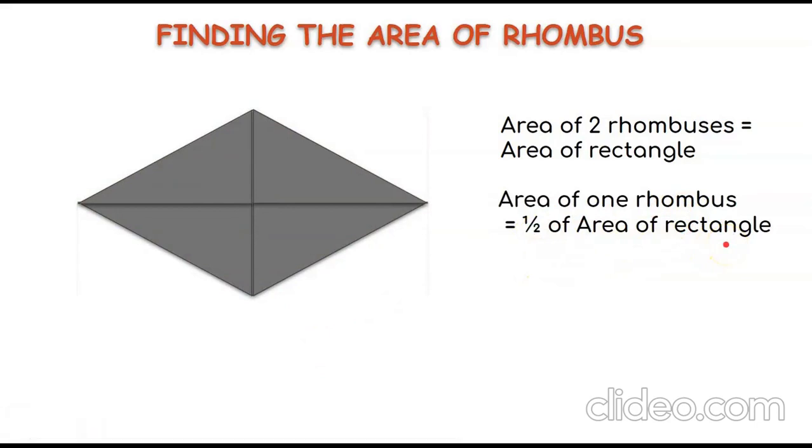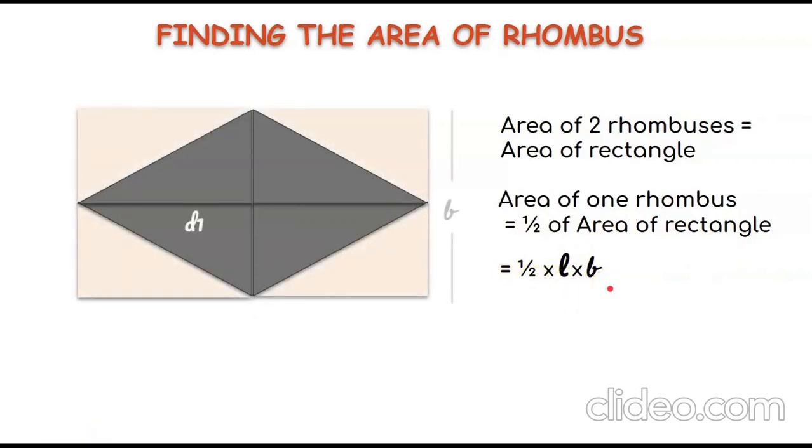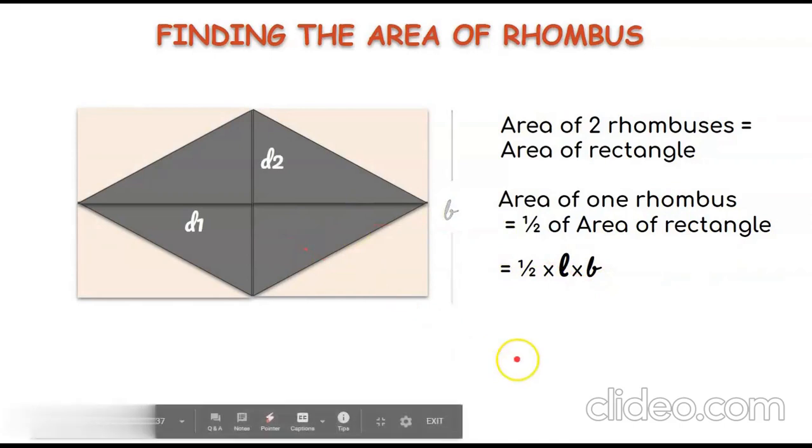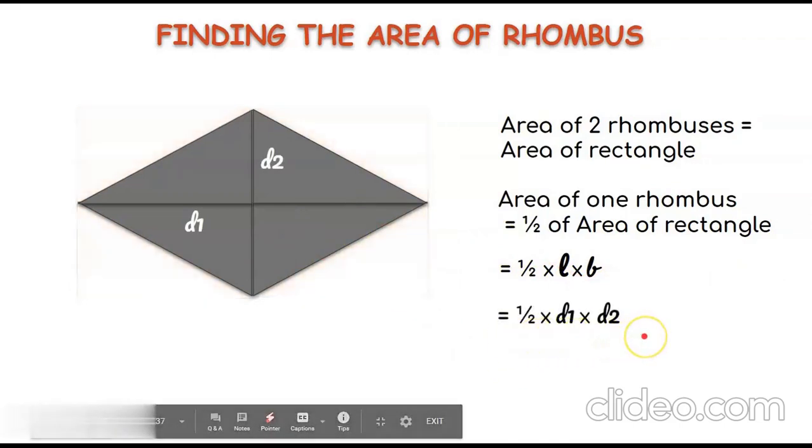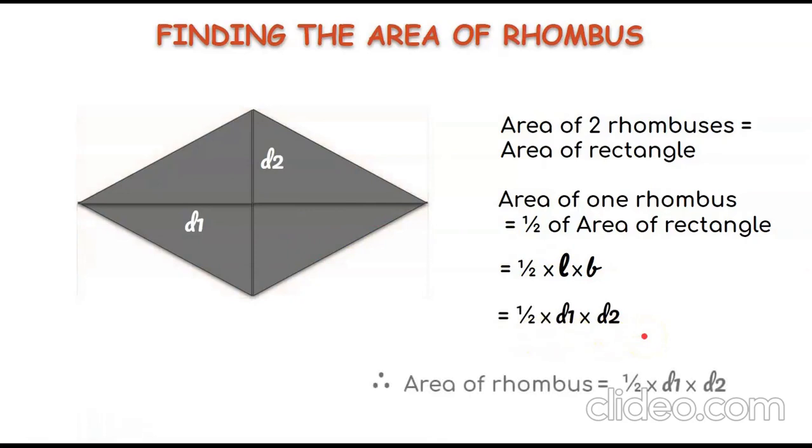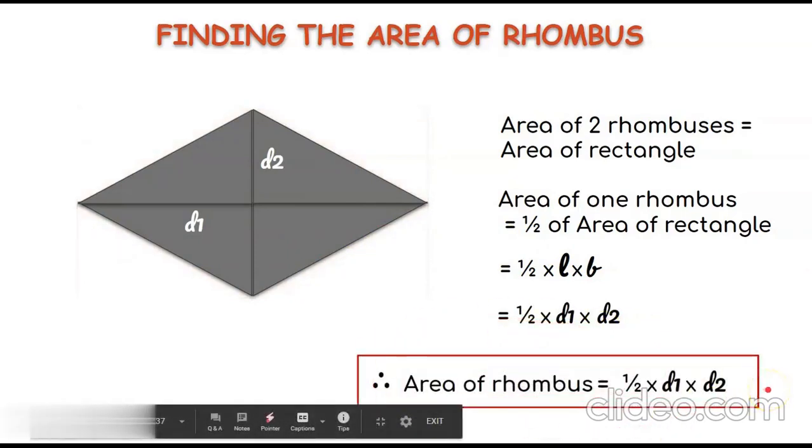As you know, area of rectangle is L into B. It can be written as half into L into B, where L is same as D1 and B is same as D2, which we can write as half D1 into D2. Therefore, area of rhombus is equal to half into D1 into D2.